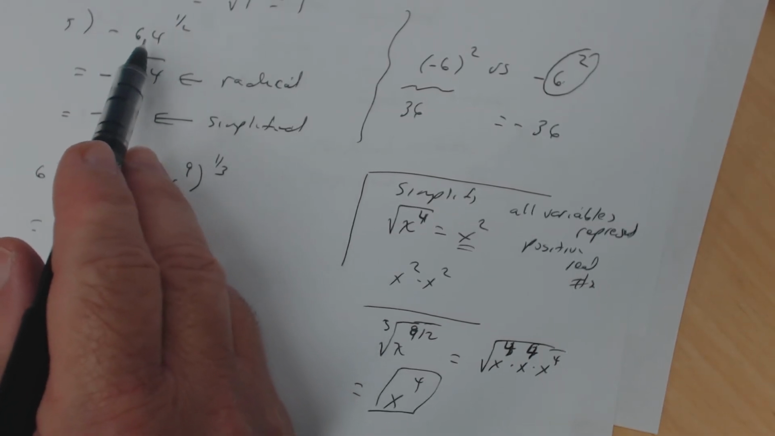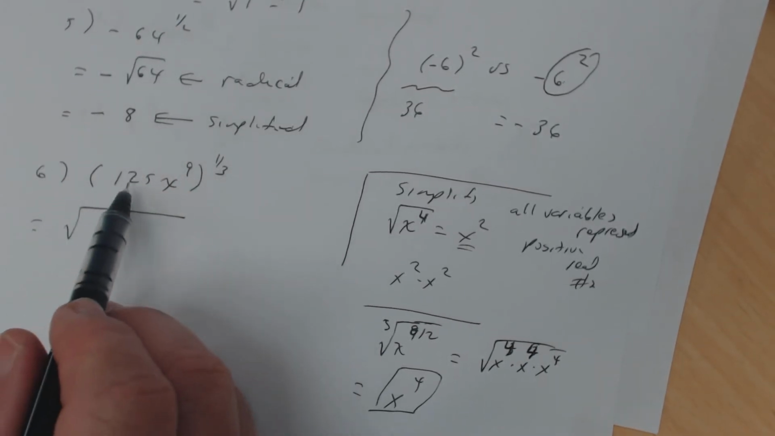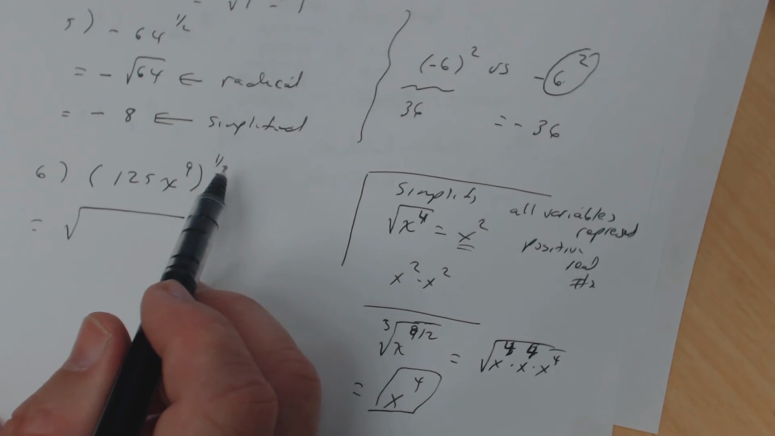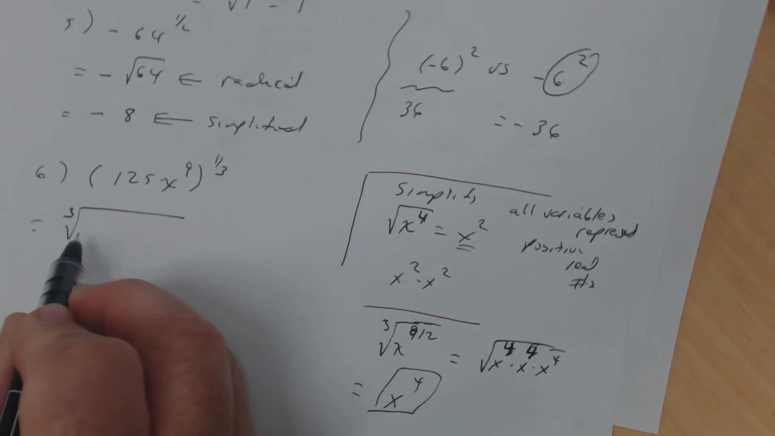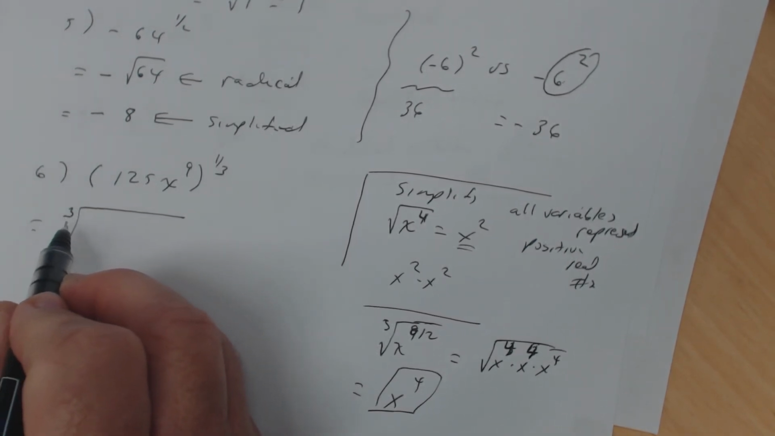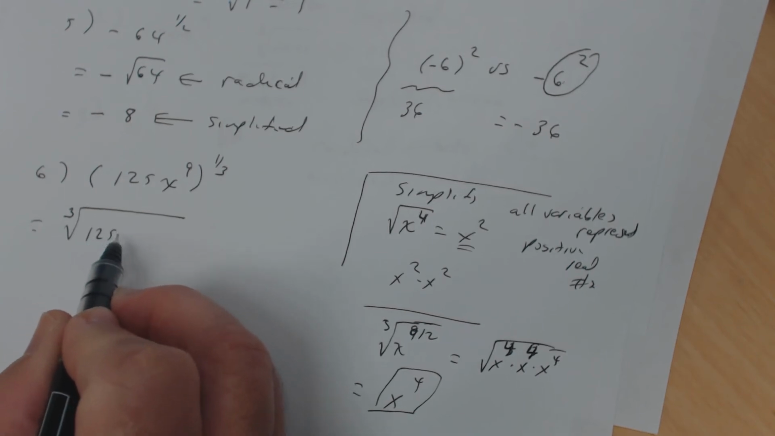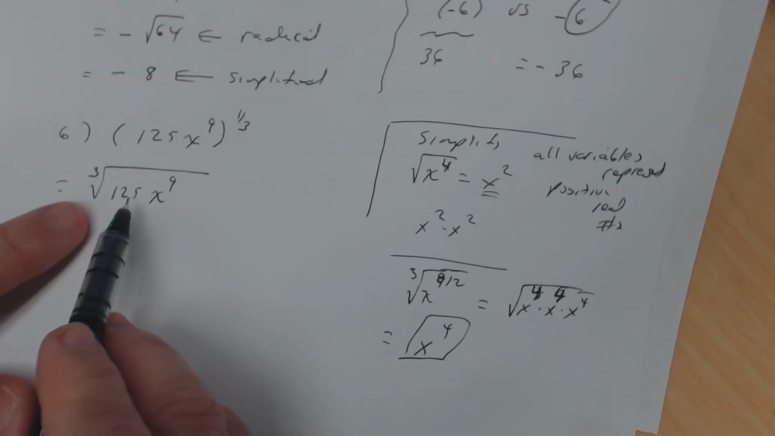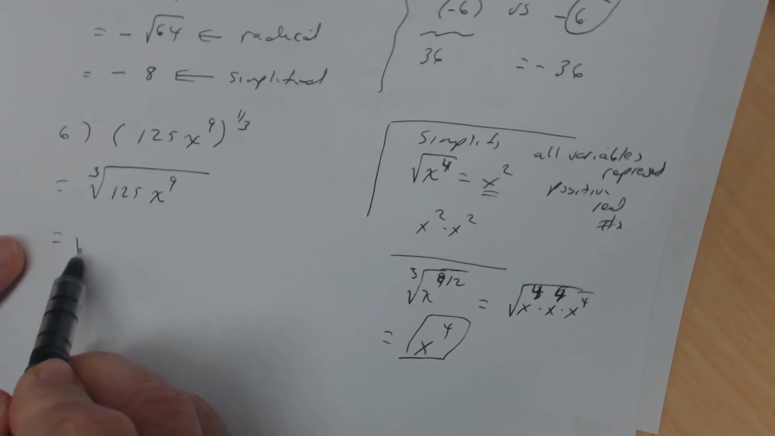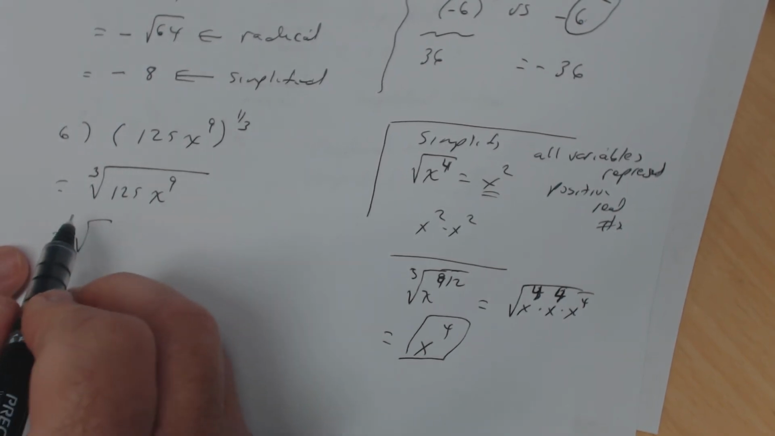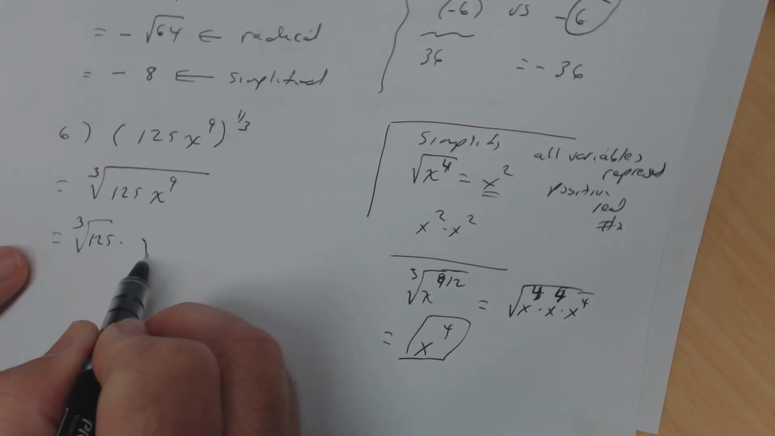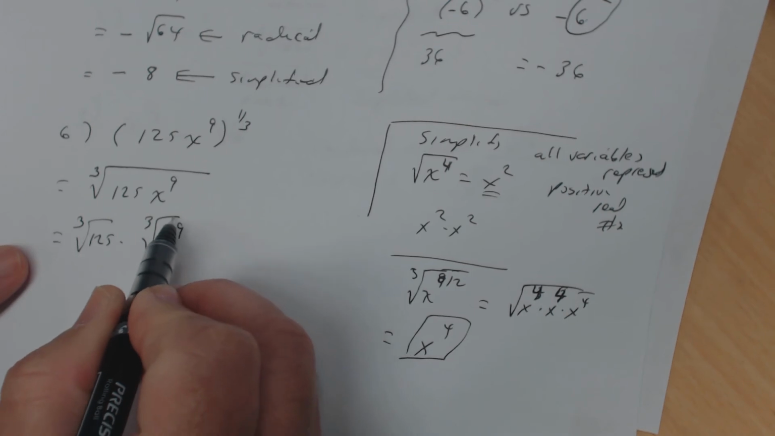And over here, there was no parentheses, so it's just 64. So this whole thing in parentheses, you're taking the cube root of. So the cube root, make sure you put index 3 here, of 125 x to the 9th. Now let's simplify each part. You could have done this in your head, but that's going to be the cube root of 125 times the cube root of x to the 9th.